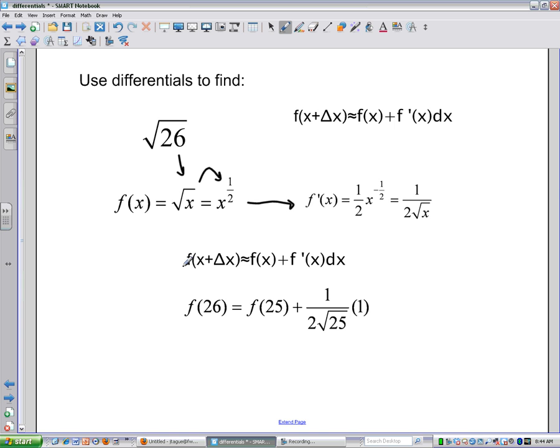Okay? So using the fact that we want to know f of x plus delta x, and we know f of x, and we know the derivative, and we know how far away we are from the value that we started. I'm talking really fast, it feels like, but I don't know why. Slow down. Easy down. All right.